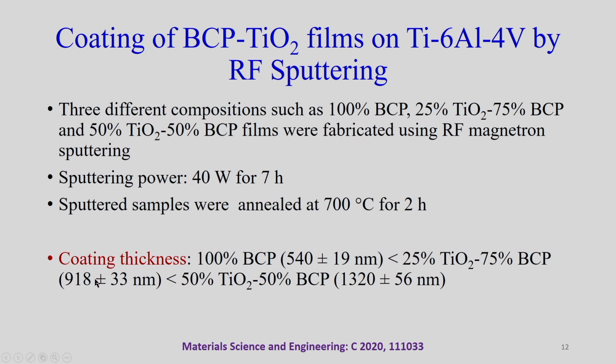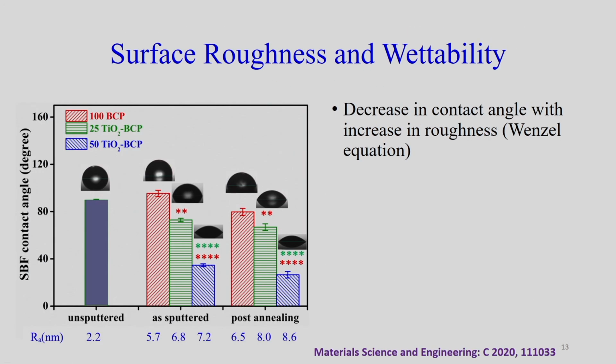For 25% TiO2, the roughness is increasing to 918 nanometers, and for the 50-50 mixture of TiO2 and BCP the highest surface roughness was observed, 1320 nanometers, 1.3 micrometers. So, this is the coating thickness of the mixture of BCP and TiO2 on a titanium surface.